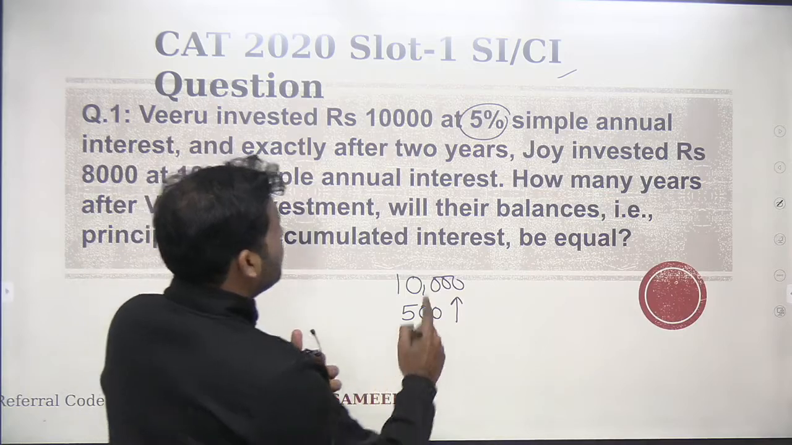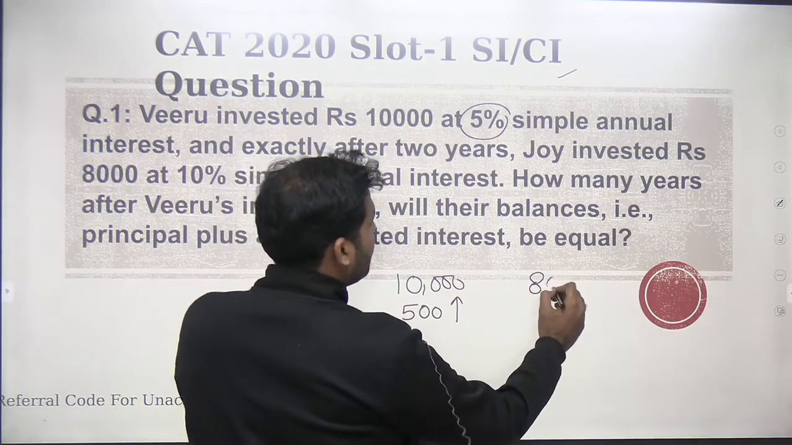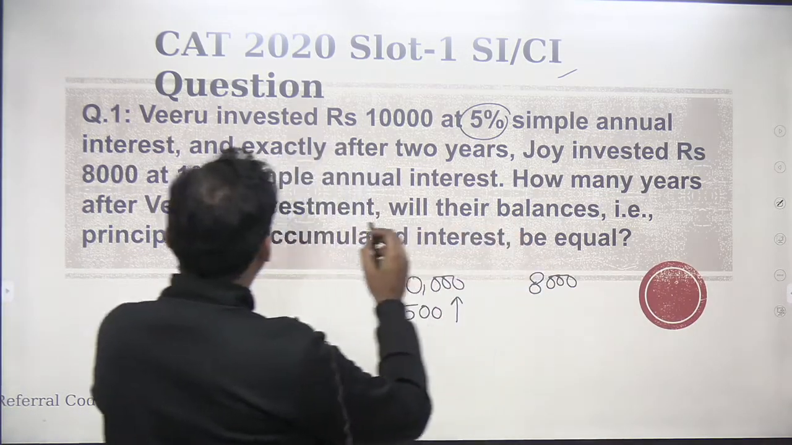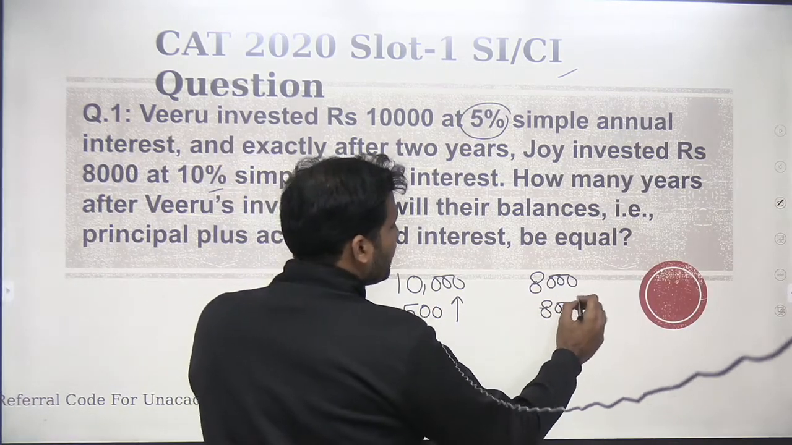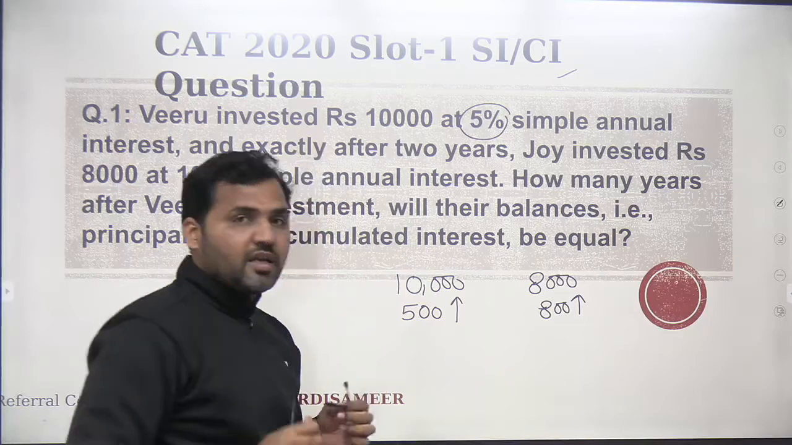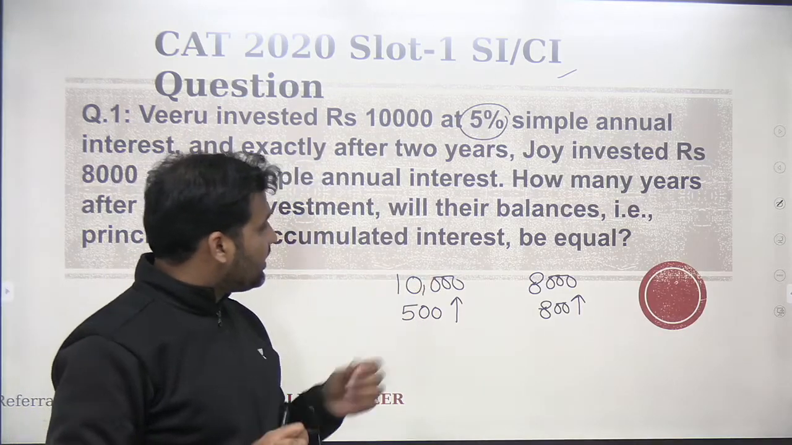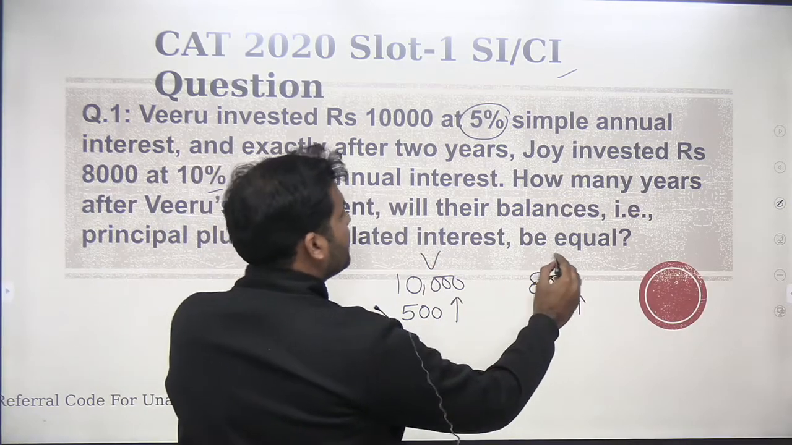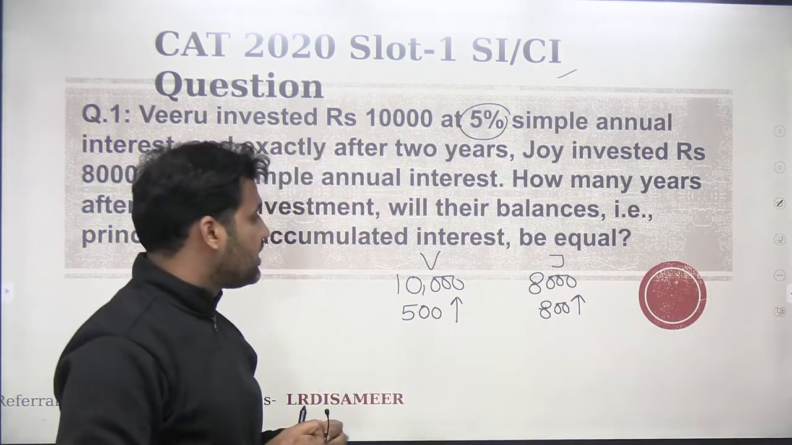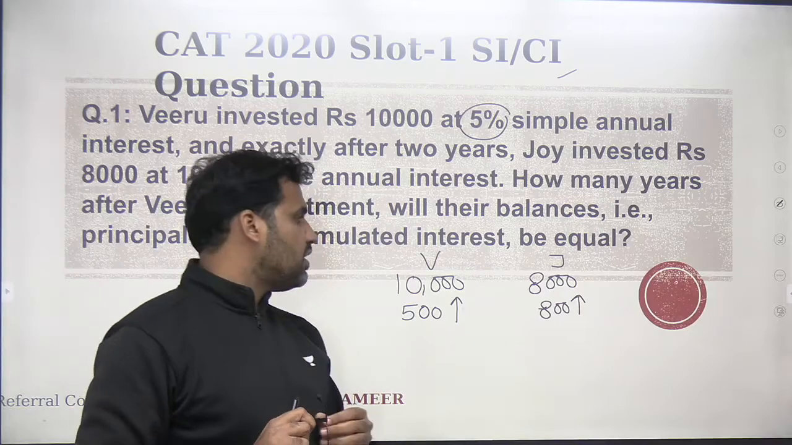And if you look at Joy, he's investing 8,000 rupees. His rate of interest is 10%. That means he will be getting 800 rupees as interest every year. That means Viru's money will get increased by 500, Joy's money will get increased by 800. We want both of these amounts to be equal.